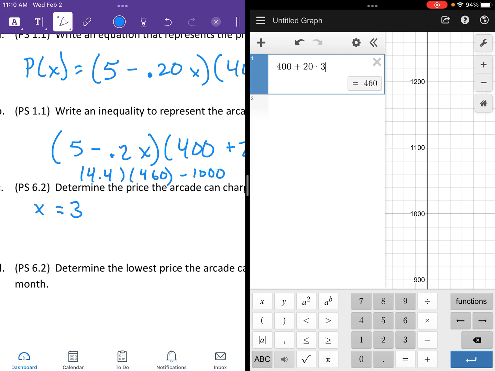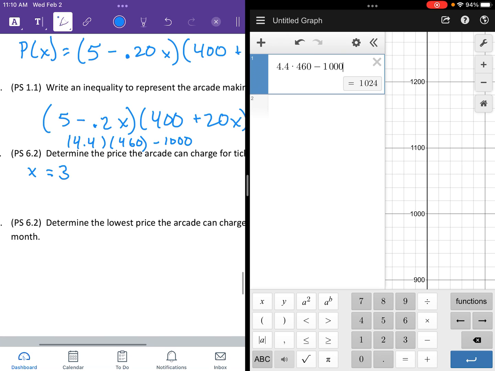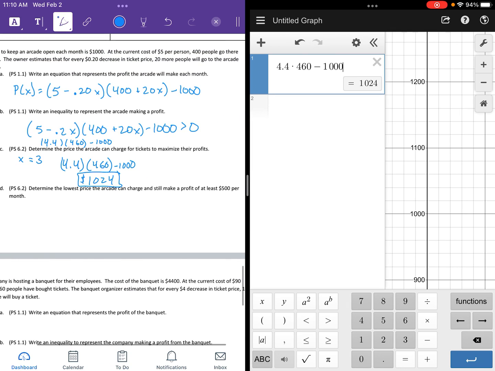And then I got minus 1,000. So if I go back in here and do 4.4 times 460 minus 1,000, I'm going to have a maximum profit. I'm going to write this down to show the other work. Equals $1,024. Okay.